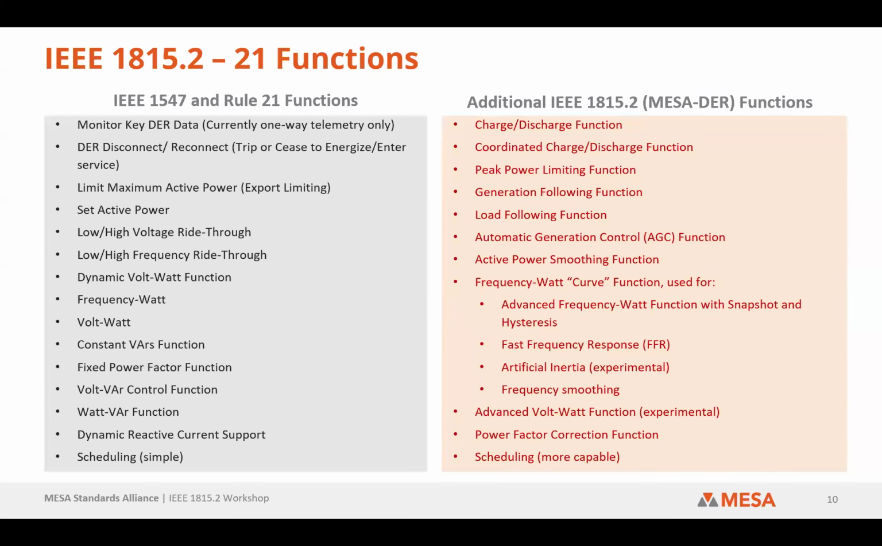Okay, and here are the functions. I'm not going to go through each of these, don't worry. Just wanted to demonstrate. On the left, you'll see the 1547 and Rule 21 functions. Those are probably familiar to many of you. Wanted to show the additional functions that are coming from the MESA DER specification and are now incorporated into 1815.2. A lot more functionality, and what is most important to a lot of you is more capable scheduling.